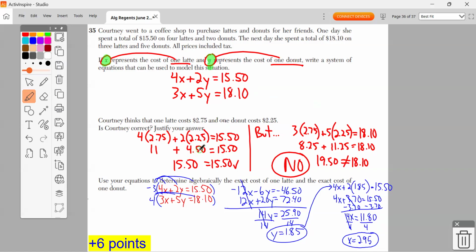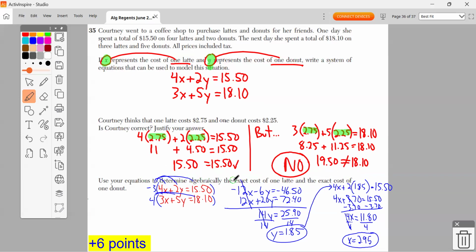Courtney thinks that 1 latte costs $2.75 and 1 donut costs $2.25. Is she correct? Well, you have to take those answers and sub it in for X, sub it in for Y, and see if it checks. Now, this one's tricky. They do this quite often. It checks in the first equation, but notice when you sub it into the second equation, it does not check. All right, it doesn't check there. So therefore, our answer is no.